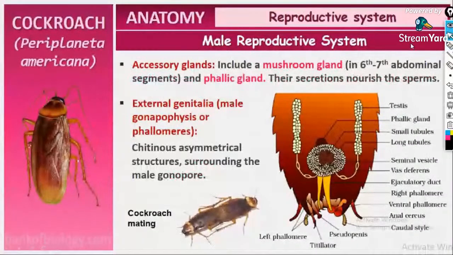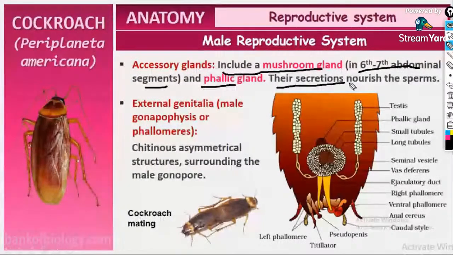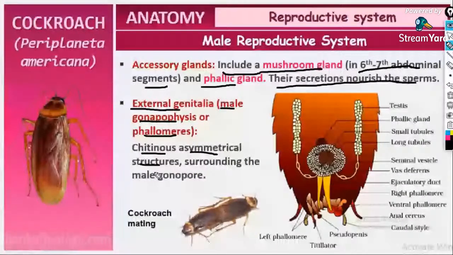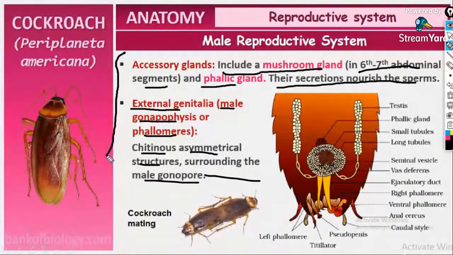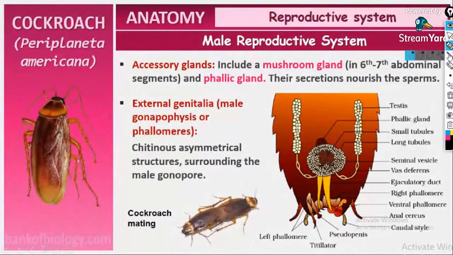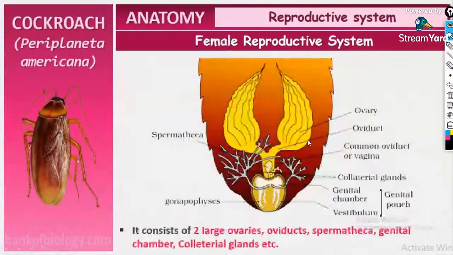Then, accessory glands. Accessory glands include the mushroom gland, which is between the sixth and seventh segments, and the phallic gland. Their secretion nourishes the sperms. The external genitalia, known as the male gonapophysis or phallomeres, are chitinous asymmetrical structures surrounding the male gonopore. Clear with all these things of the male reproductive system? Hope it's clear.